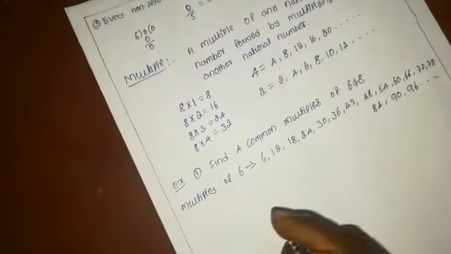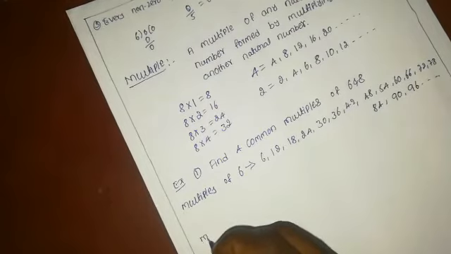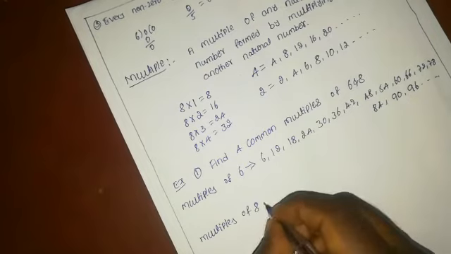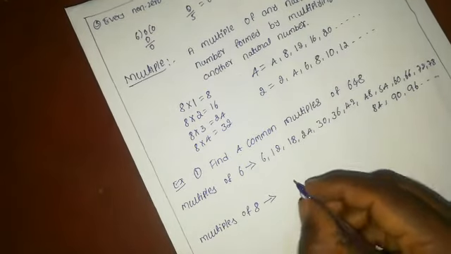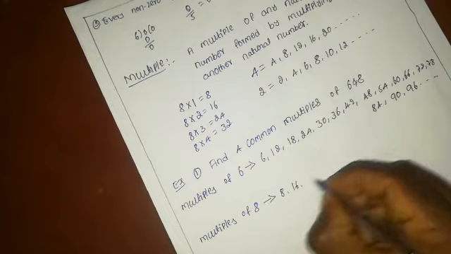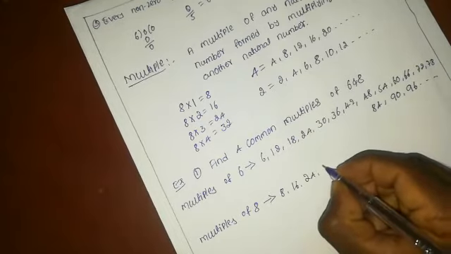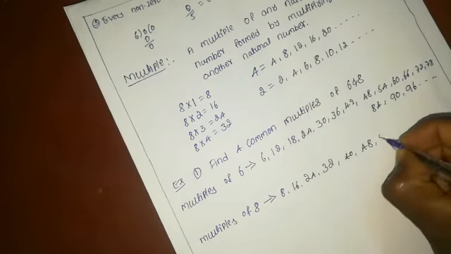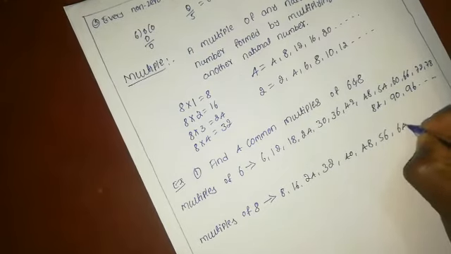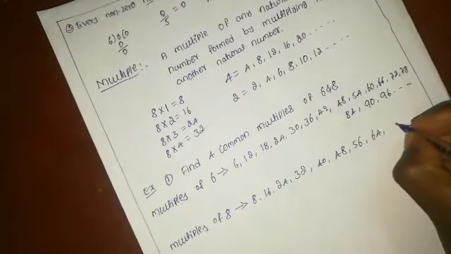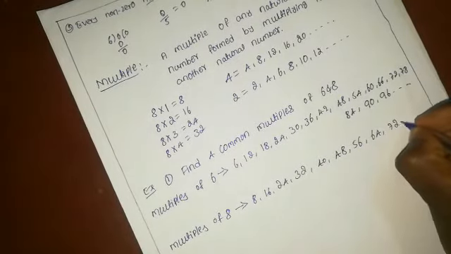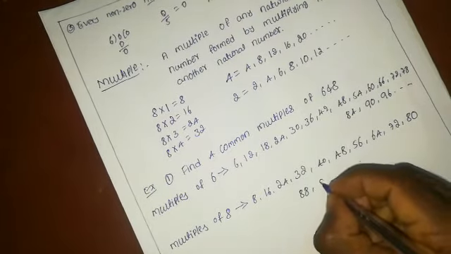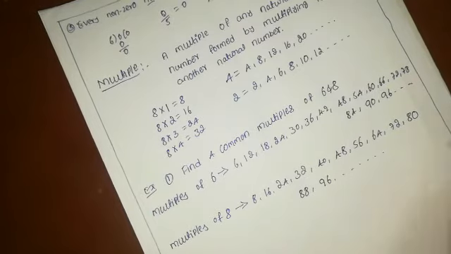Next, now we have to find out the multiples of 8. That is 8 ones are 8, 8 twos are 16, 8 threes are 24 and 32, 40, 48, 56, 64, 8 eights are 64 and 8 nines are 72 and 8 tens are 80, 8 11s are 88, 8 12s are 96 and so on. These are all the multiples of 8.